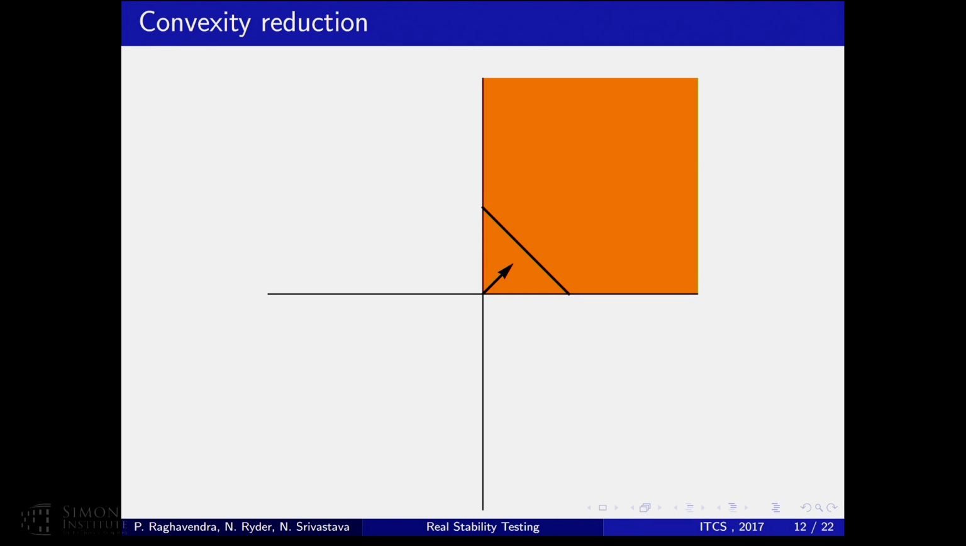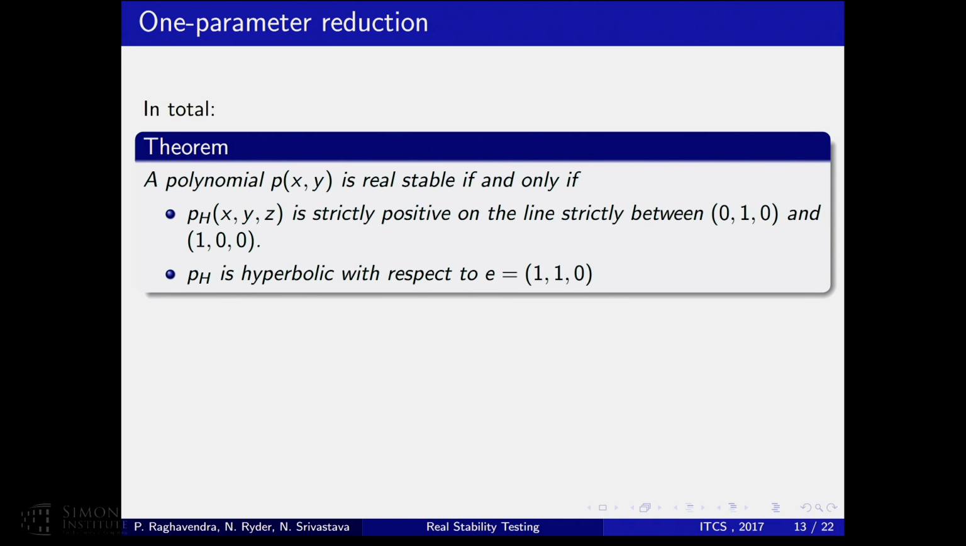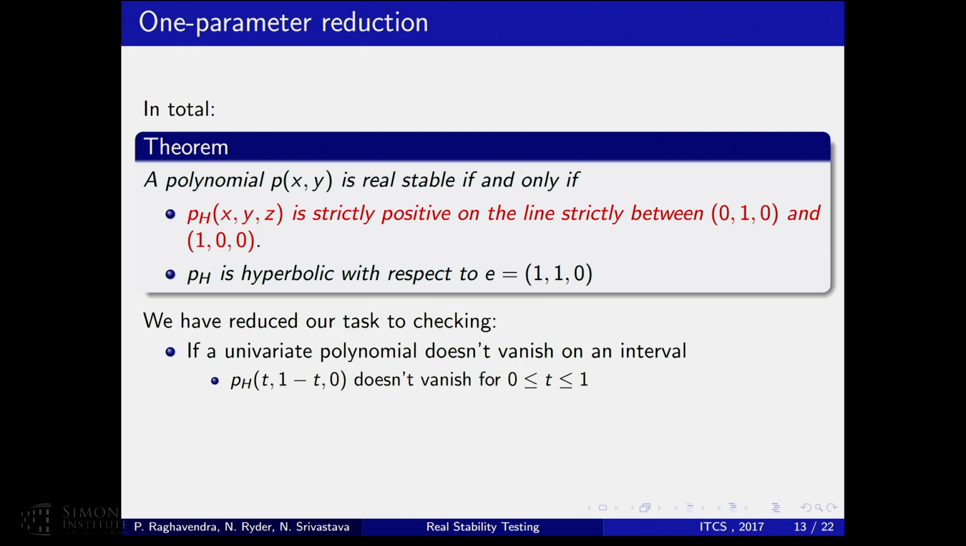So it suffices to just show it's hyperbolic with respect to one point in the cone. So if we can show our polynomial is hyperbolic with respect to one direction in this quadrant, and we can show it doesn't vanish here, we'll be guaranteed that it's hyperbolic with respect to everything in this quadrant, and therefore real stable. OK, so in total, this is that reduction. And I write out in coordinates what each thing's happening. So we want it to be strictly positive on this line.